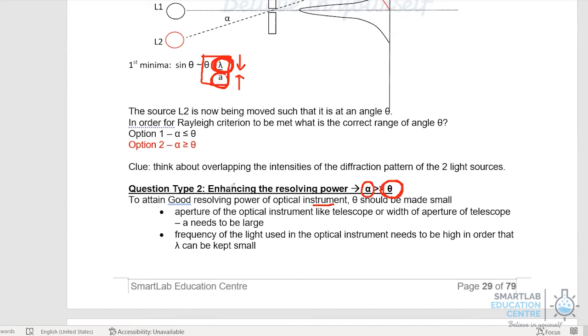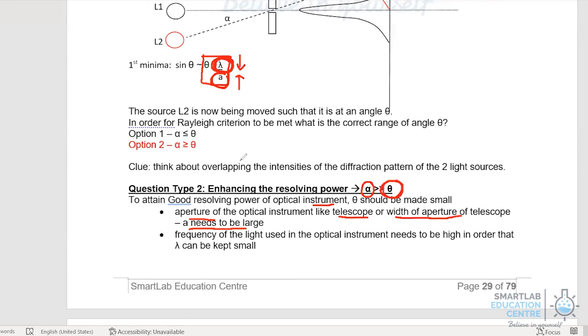Let's take a look at a first. If a needs to be large, what it means for the optical instrument is that you would like the aperture of the optical instrument, like a telescope, to be as big and as wide as possible. That's the reason why you use really huge telescopes to study stars. They are very far away, and in order to be able to resolve the different stars, you need a large aperture.